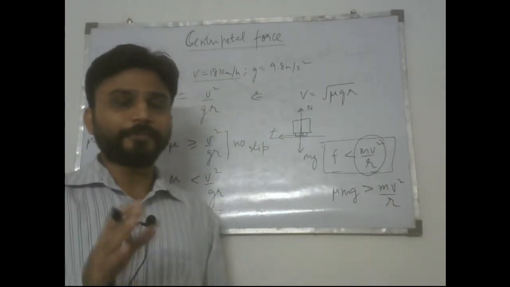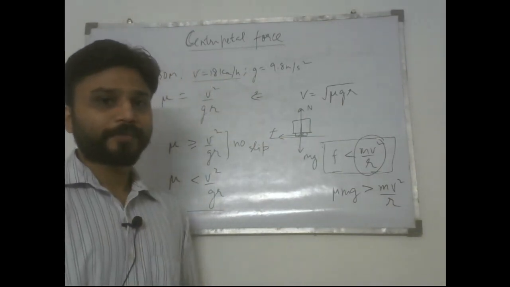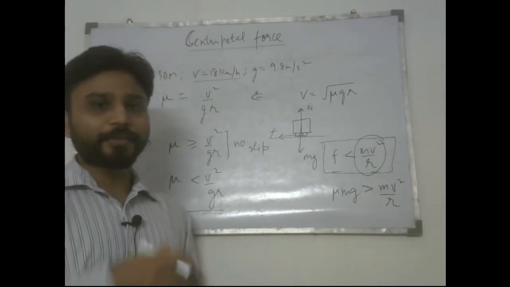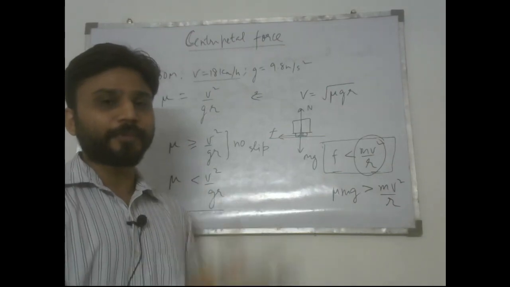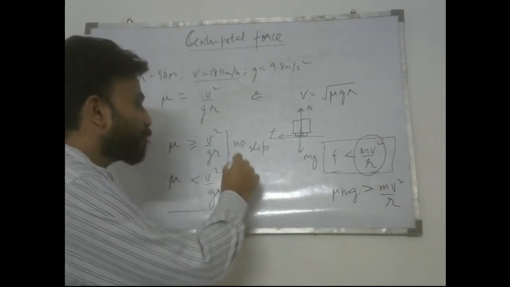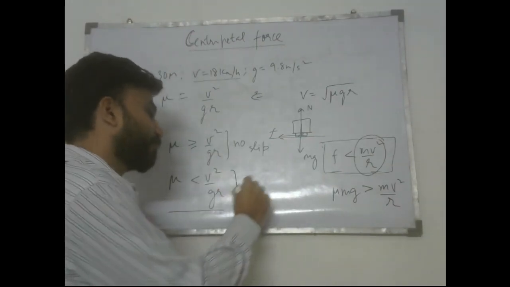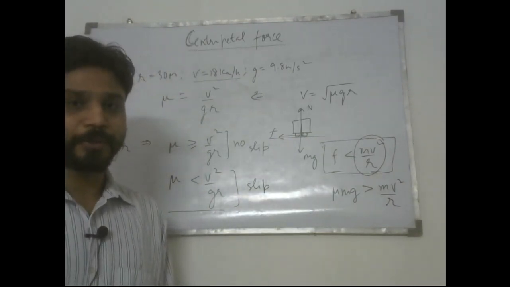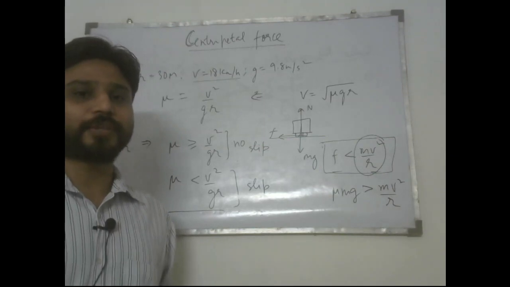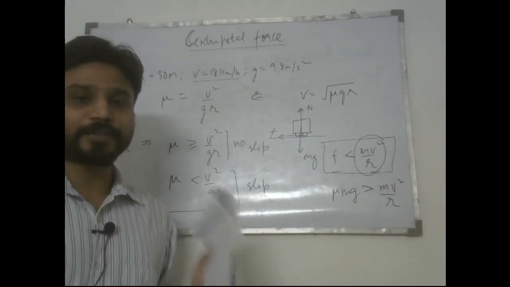So if this condition is not met, that means we are not able to provide this inequality value of the coefficient of friction between the car and the road. If this is not true, then what is going to happen? Then the opposite of that is going to happen, that is, slipping is going to happen. So we have solved this question with two particular kinds of approach.